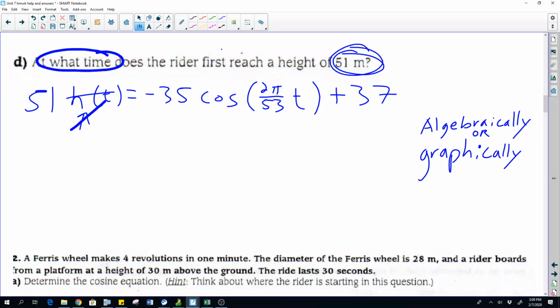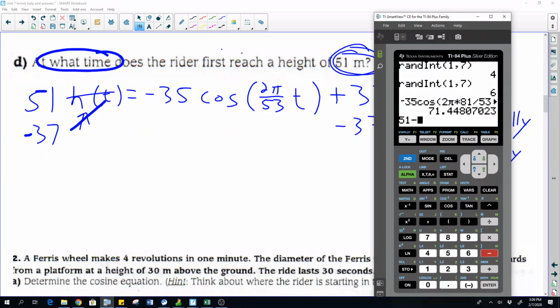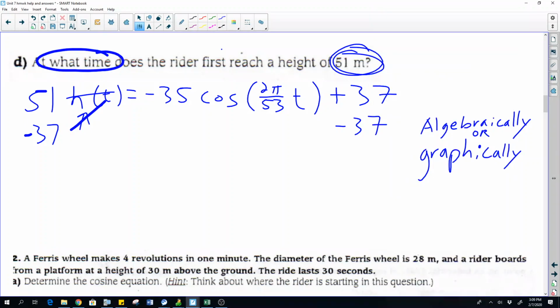So now you're just going to solve for t, getting t by itself. The first step is reverse PEMDAS: subtraction and addition first, then multiplication and division. So we're going to subtract 37 from the other side. Now we do 51 minus 37, and that's 14. Awesome, so that part's done.